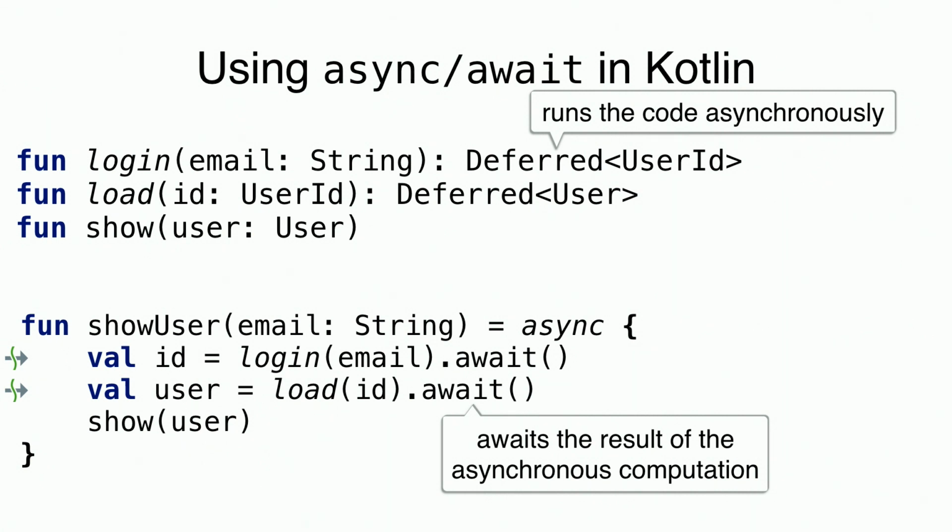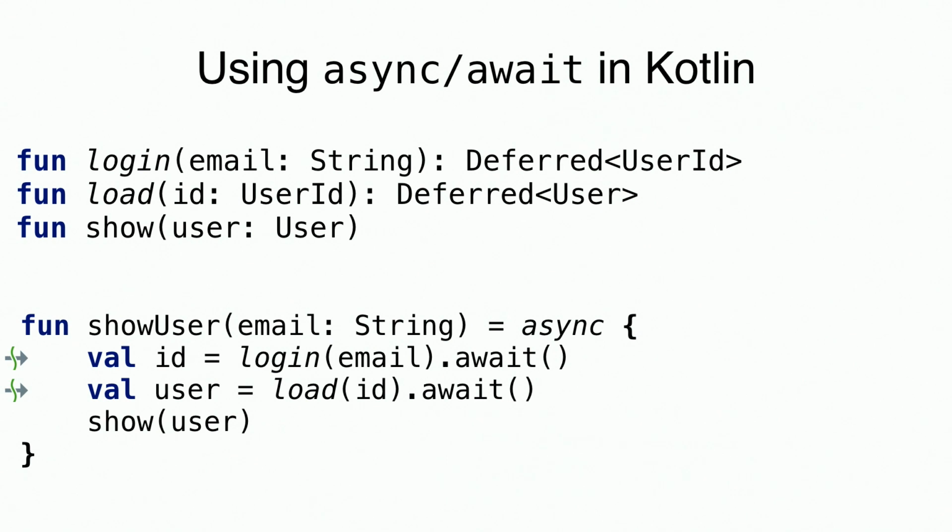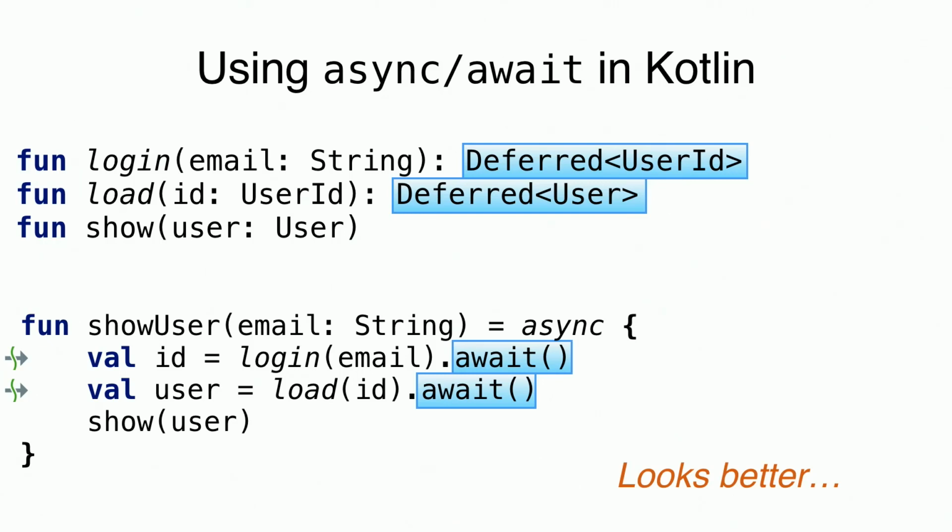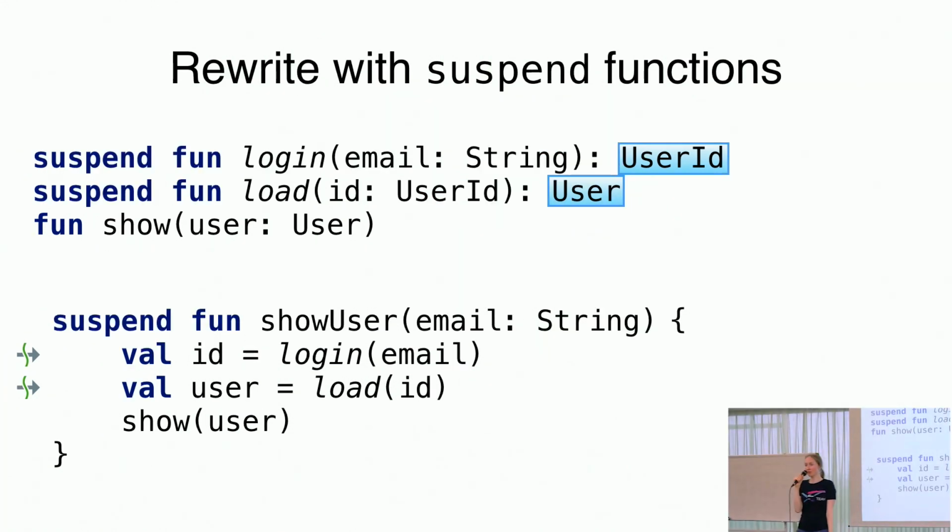This approach is much better than before, and it's already used in C#, and C# has both approaches. They have both async await for simple scenarios and reactive streams for complicated ones. However, in Kotlin case, we can do even better than that. We don't need to return futures and call await on futures. We can rewrite this code using suspend functions directly.